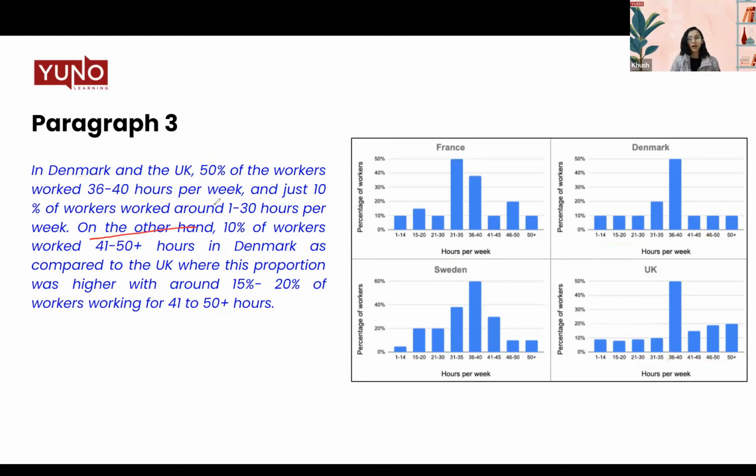Then on the other hand, so now we can use this linker. This is a linker. On the other hand, 10% of workers worked 41 to 50 plus hours. So 41 to 50 plus hours is this category in Denmark compared to UK, where the proportion was around 15 to 20%. Now, instead of mentioning, okay, this was somewhere around 15, this was around 17, this was 20, we can simply mention that this was a category or an overall percentage value that is given to us. Now, this is how you can categorize.